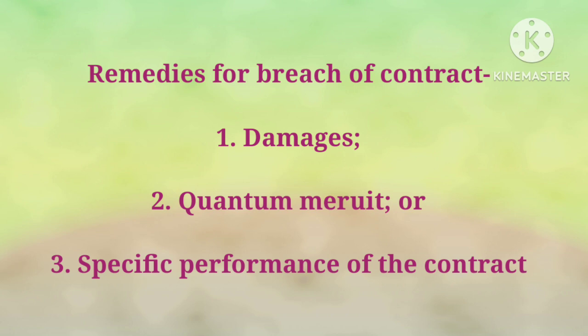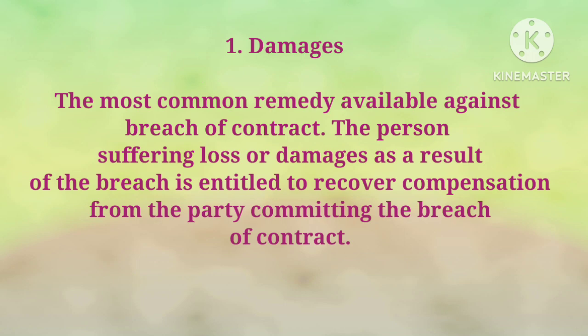Now, when we are talking about the remedies available for a breach of contract, we can categorize them into three remedies. The first is damages, the second is quantum meruit, and the third is specific performance and injunction. So, let us discuss these remedies one by one. Coming to the first remedy for breach of contract, that is damages. Remedy by way of damages is the most common remedy available to the injured party, that is the non-breaching party.